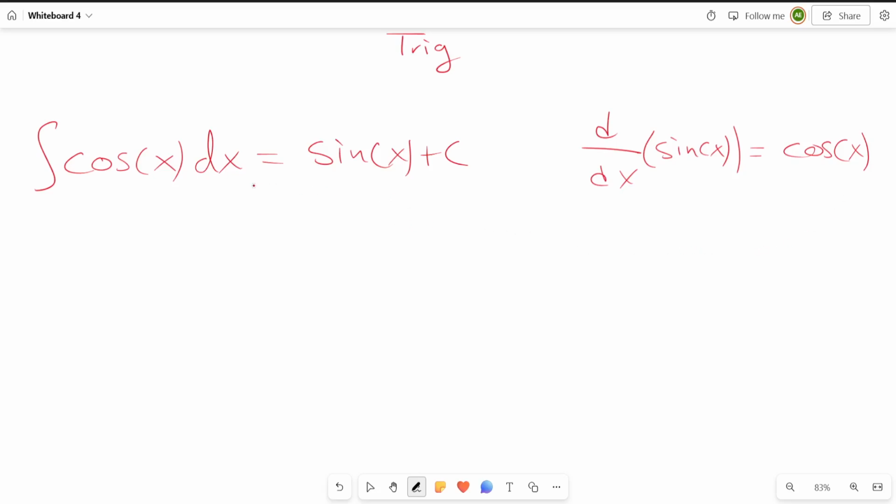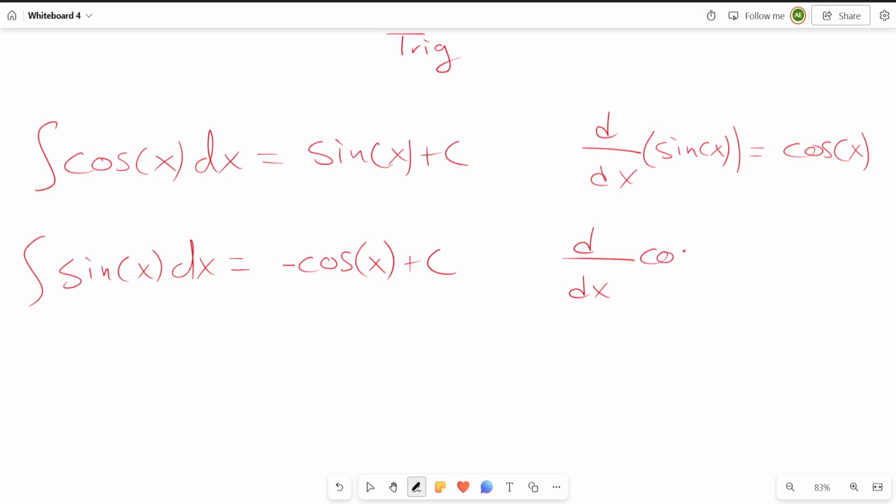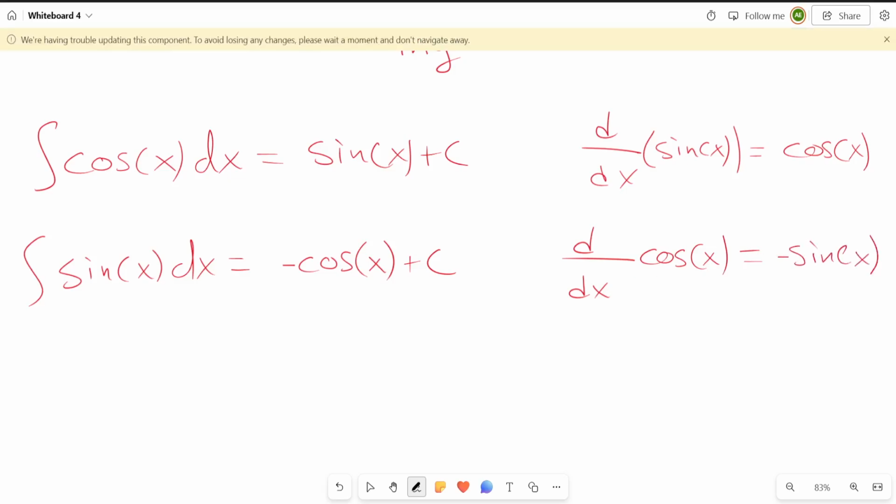Okay? And the integration of sine of x with respect to dx is going to give me negative cosine of x plus c. That means that the differentiation with respect to x of cosine of x is going to give me negative sine of x. This is super important, and this looks like a circle, okay?